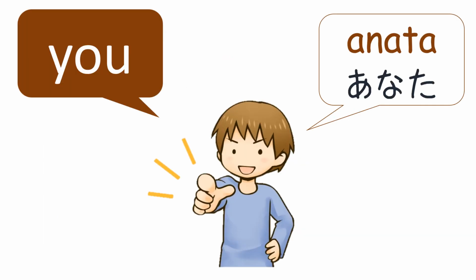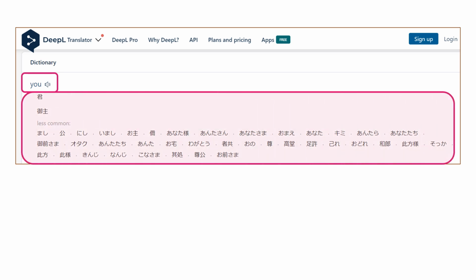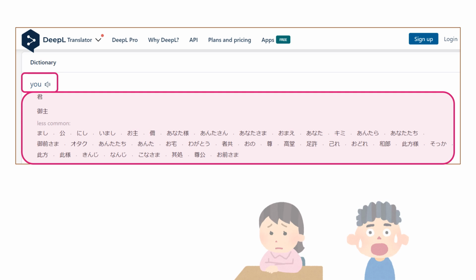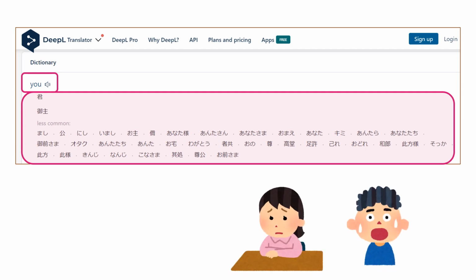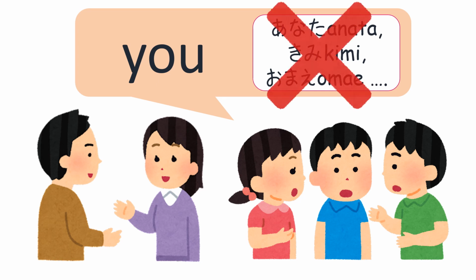However, English you and Japanese anata are quite different in usage. If you use DeepL to translate the English word you into Japanese, there are so many options. Which one to use? But please don't worry, because in our daily conversation, when you talk to someone you know well, the word for you is dropped off or not included in a sentence.